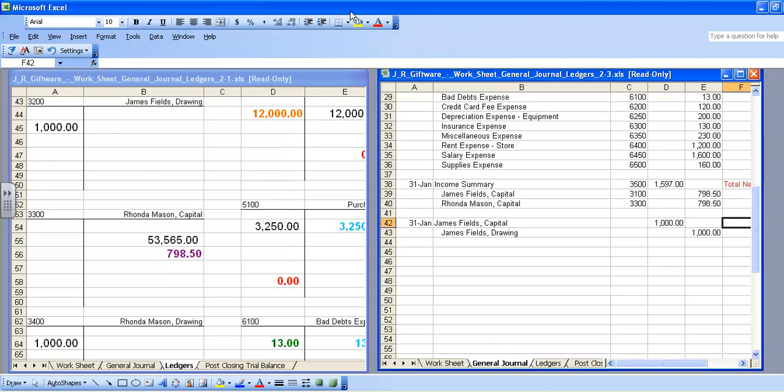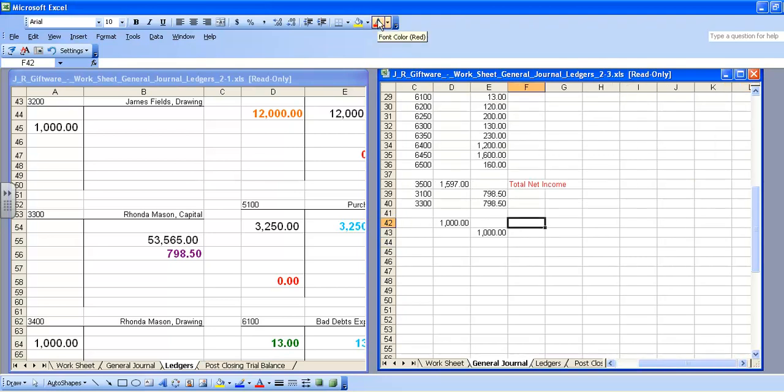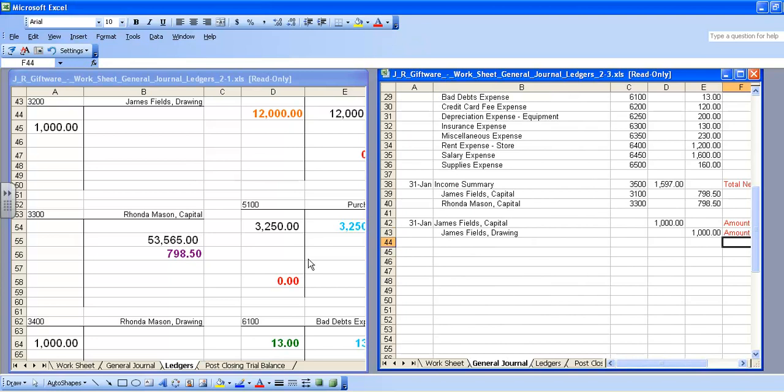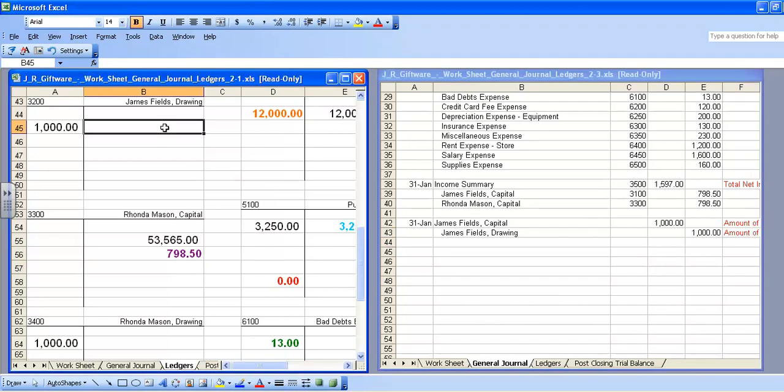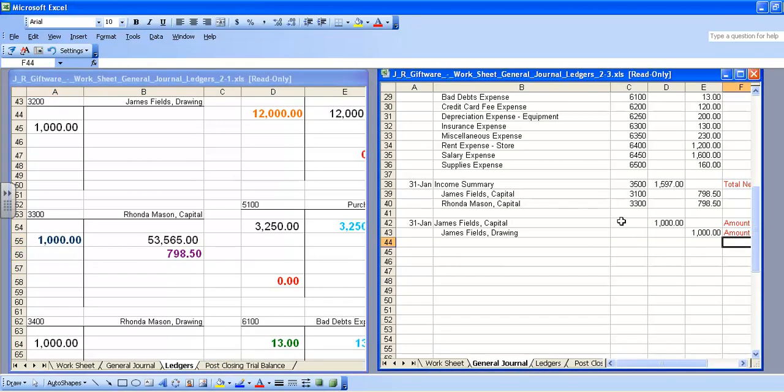Okay? And I'm also going to add a little note over here that says amount of drawing. I'm going to do that for both of them. So that seems to be a common mistake. Okay, so we're going to find James Fields drawing or capital first of all, and we're going to debit it $1,000.